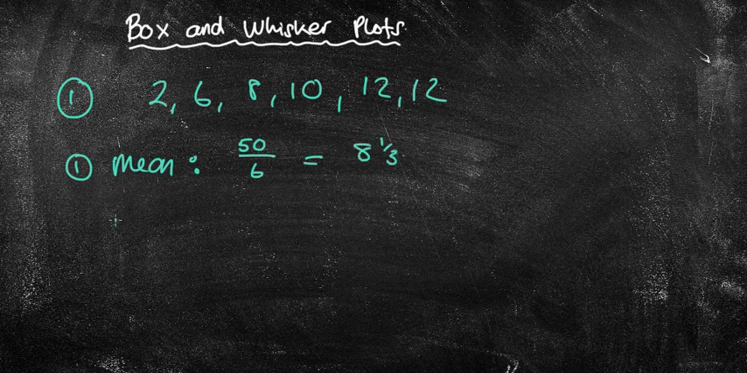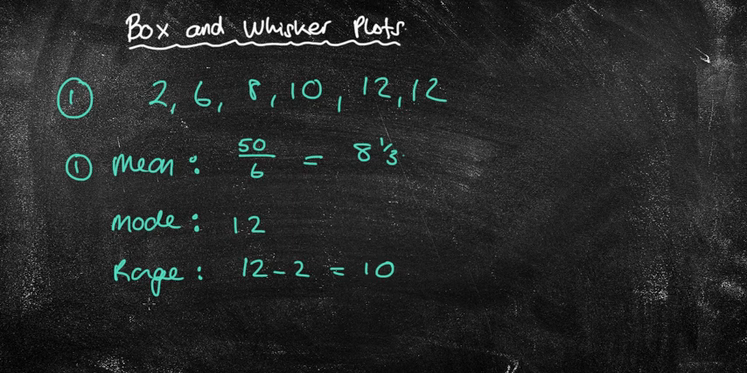If I'm looking for the mode, which is the most common number, the mode will be 12. If I'm looking for the range, we're looking for the highest minus the lowest, which is 10.